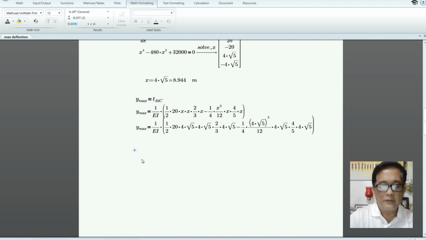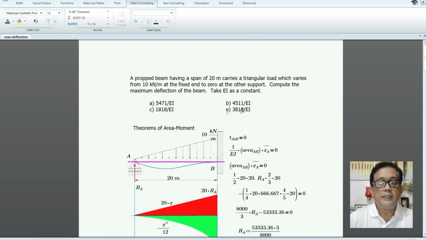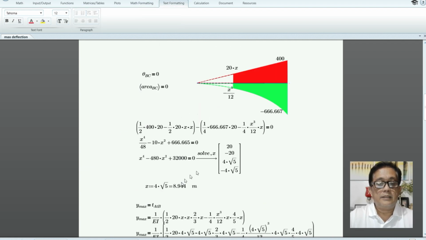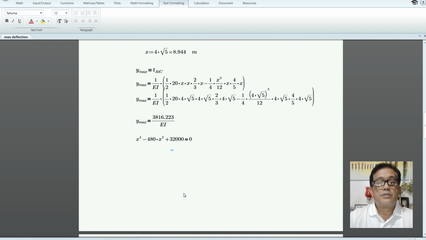Maximum deflection equals 3816.223 over, and that is letter E, this one. Okay, let's go back to this equation. Let's solve for x using other methods. First, let's use the quadratic formula.